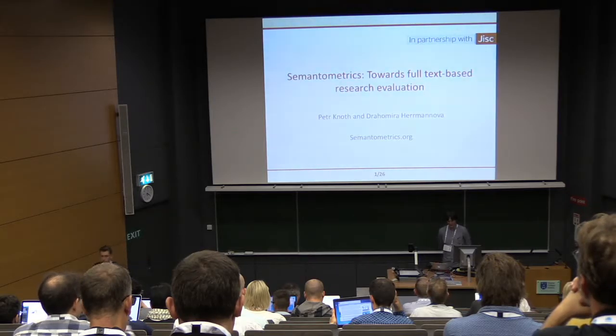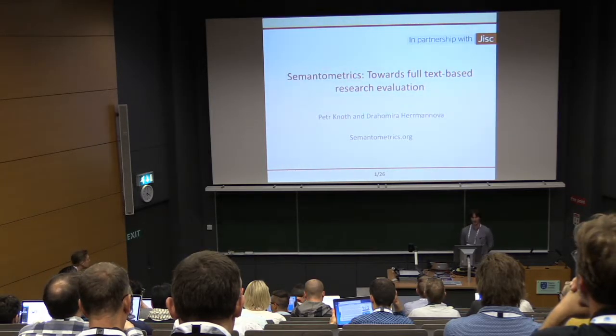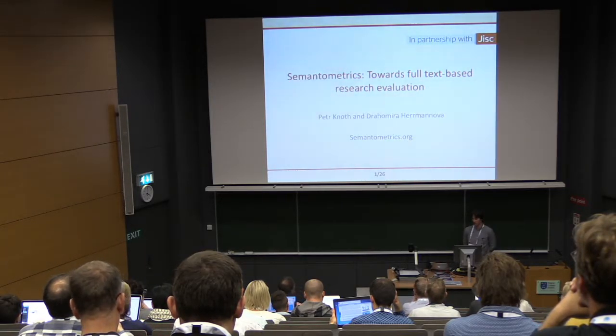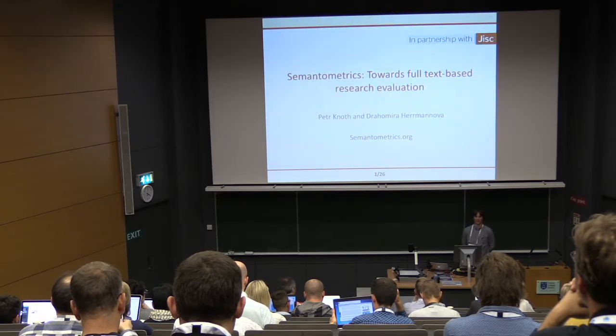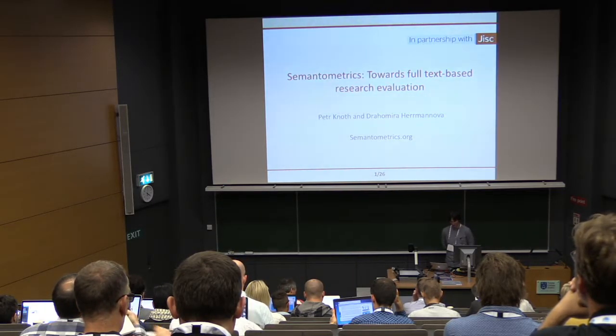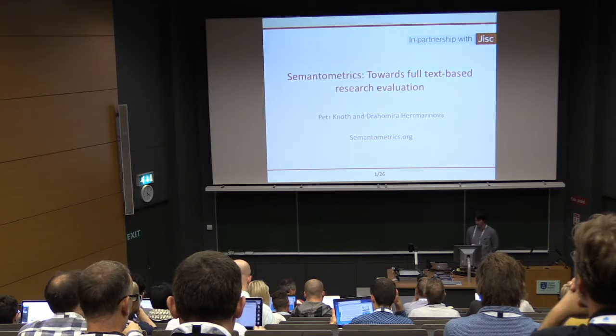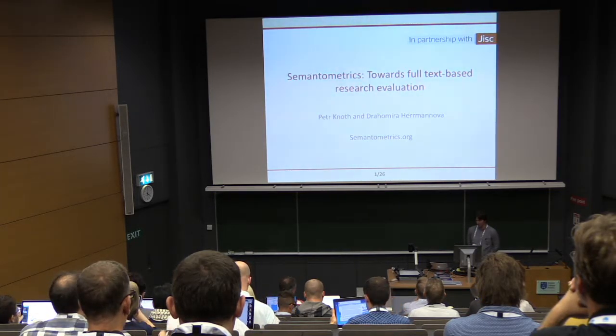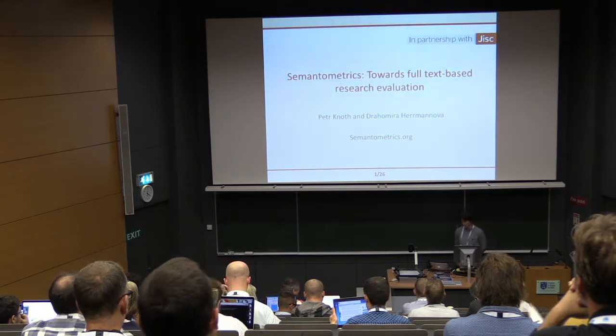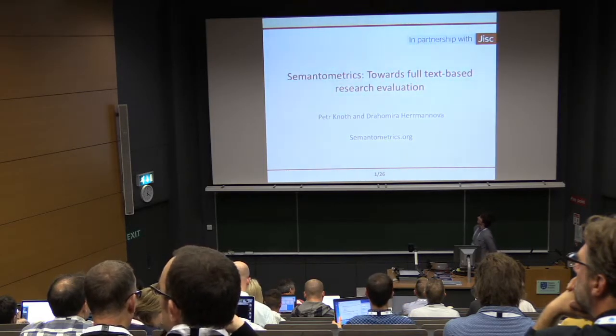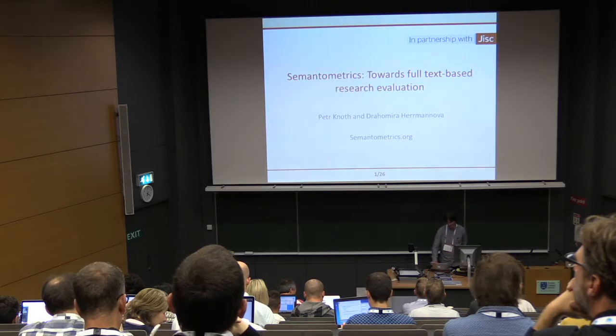So my talk is about semantometrics, and it's about moving towards a new way of evaluating research based on the articles. I'm from the Knowledge Media Institute at the Open University. This is the work which I've done together with colleagues, and we have some details at the URL below, semantometrics.org, if you are interested. So what is this work about?